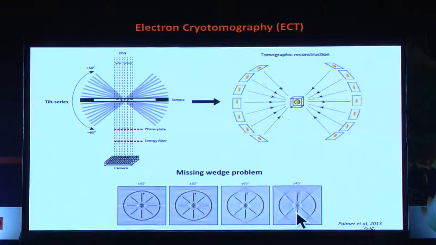So along one of the axes, some of the information is washed out because, of course, we are not collecting data from all different angles. I'm saying all this because this missing wedge problem will be important for the later part of my talk. I just want you to remember that there's a problem called the missing wedge which washes out some of the information from one of the axes of the tomogram.